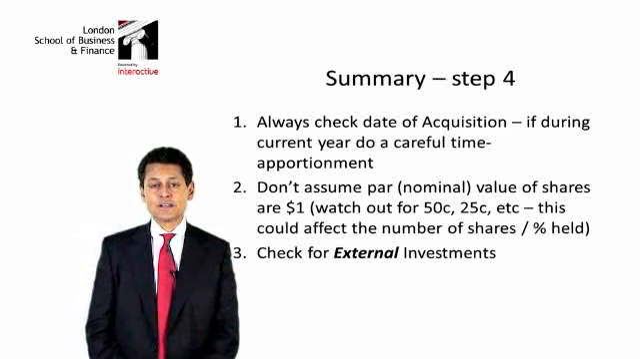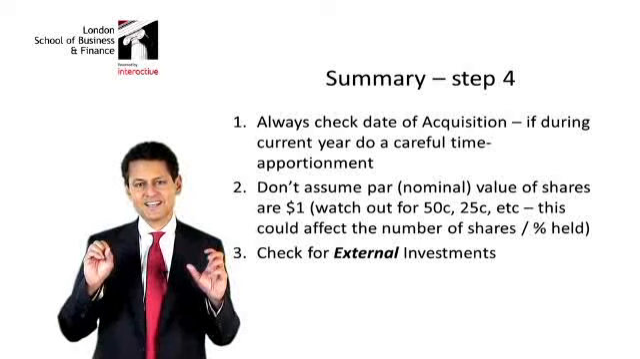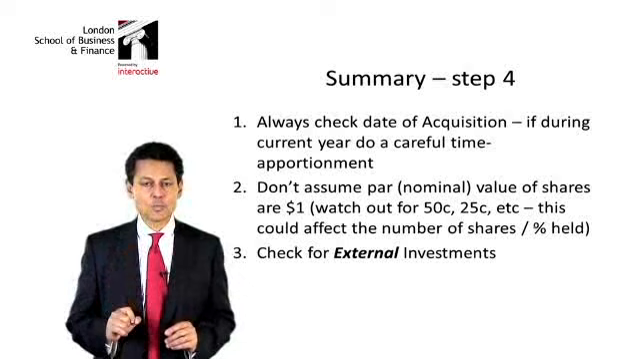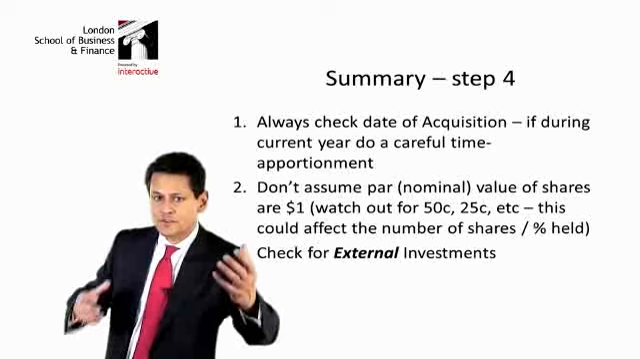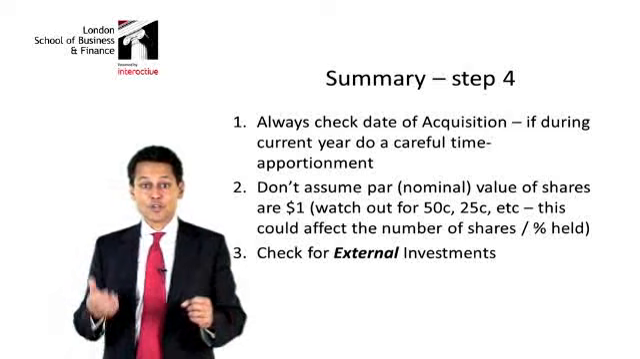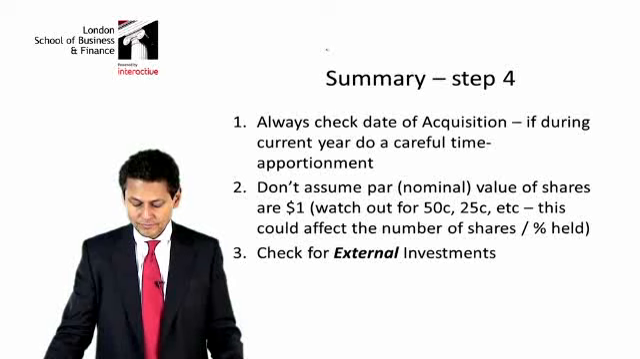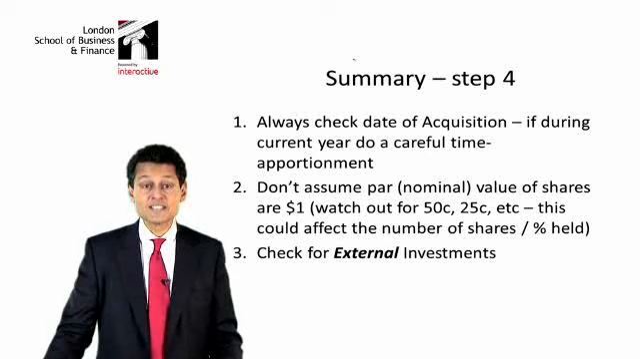So always when you're reading the equity share capital, ordinary share capital in the question, as we did earlier, underline the $1. And if it's 50 cents, it'll show up in your mind and you say, oh gosh, you better be careful of this. Because of course, if it's 50 cents, they're twice as many shares. And so if you buy a certain number of shares and you divide by twice as many, the percentage of course is halved. So you may be dealing with an associate rather than a subsidiary. So do be careful of that. And of course, always check for external investments. So that's your step 4.